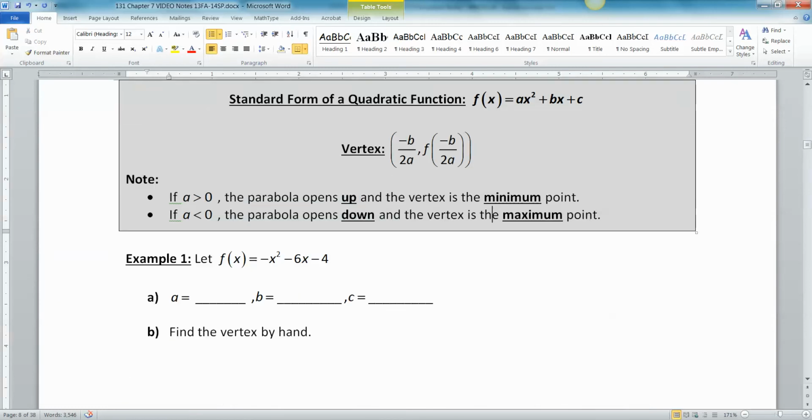All right, now for this problem, let's see, f of x equals negative x squared minus 6x minus 4. So a is negative 1, b is negative 6, and c is negative 4. So it's always that a is the one that's in front of the x squared, the coefficient in front of the x squared, called the leading coefficient. B is the coefficient of the x term, and c is the constant.